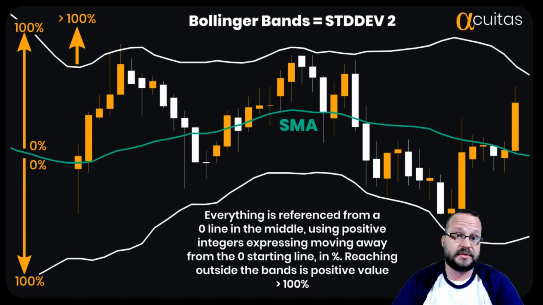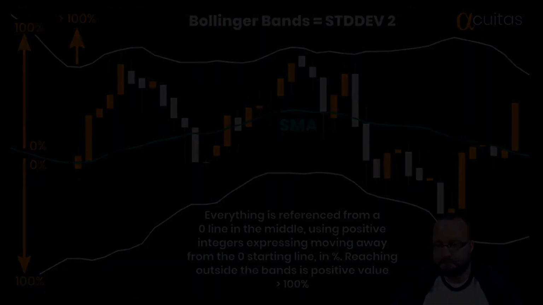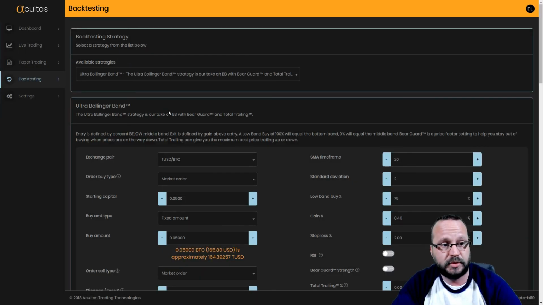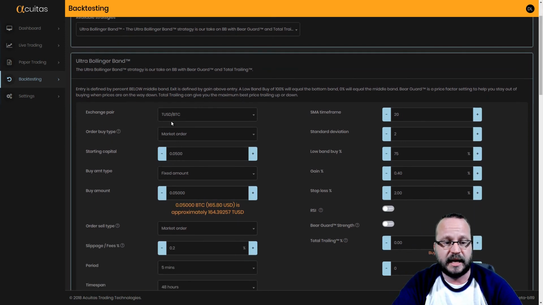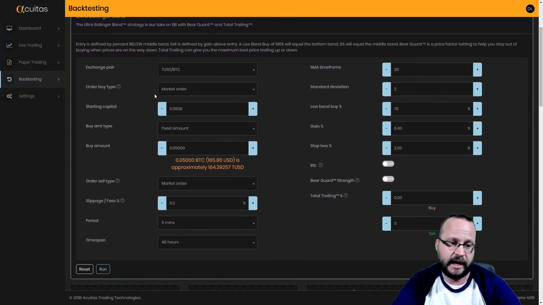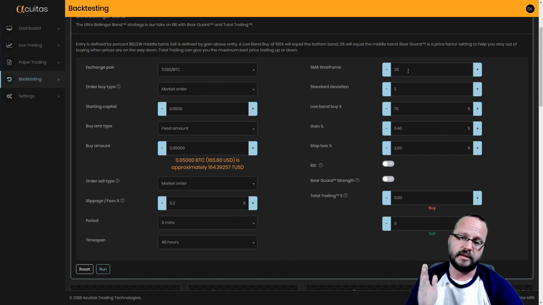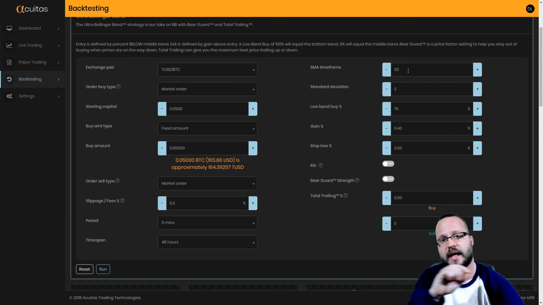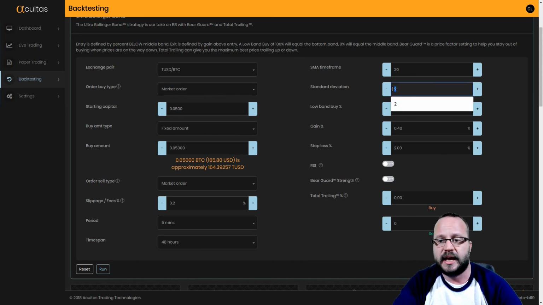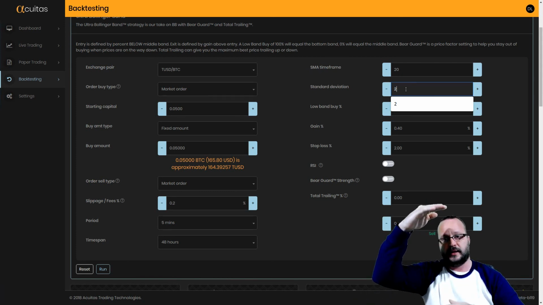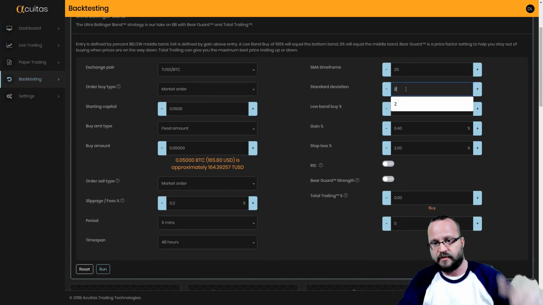So let's see how that looks in the bot. Okay, so here we are in the Bollinger Band strategy, and we've selected all of our stuff on the left, pair and the buy types and all of that. What we're going to do is concentrate on the right. So the SMA time frame is what I just talked about. That's the number of periods in the calculation to draw that center line, the average of prices. The standard deviation below it is the one that draws the Bollinger Band lines on the outside. It's a deviation away from that price.